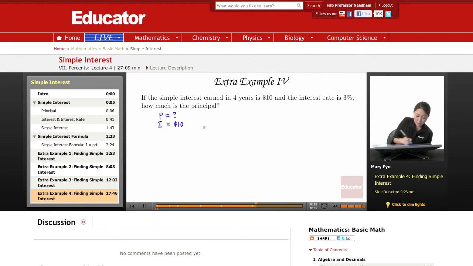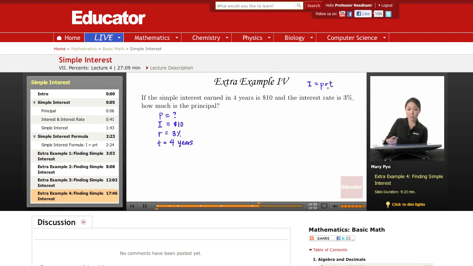The rate is 3%. How many years? 4 years. Okay, now this seems really difficult because you're used to solving for I, right? The formula has you solving for I. I equals PRT. And they're asking for a P. They give you the I, and they're asking you for the P.